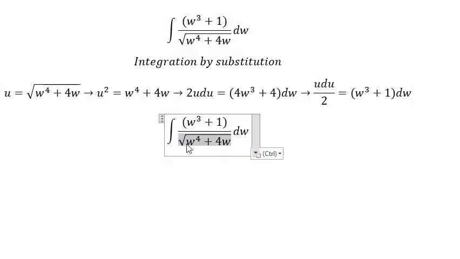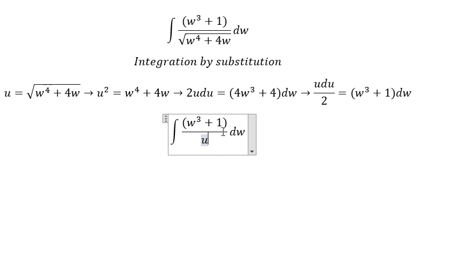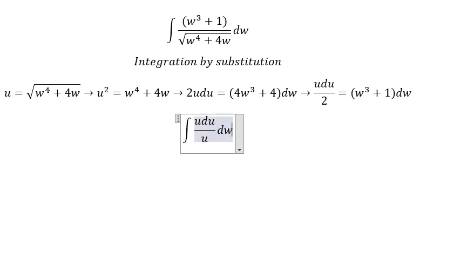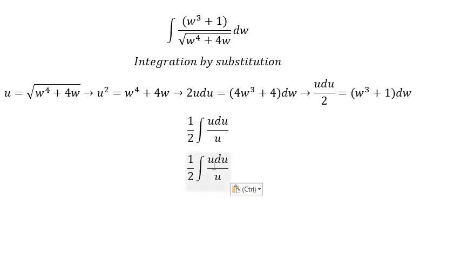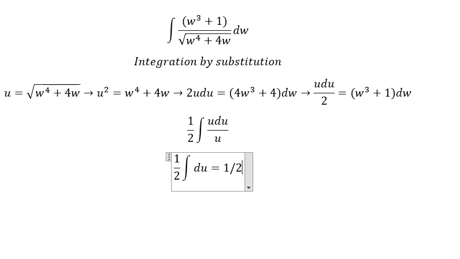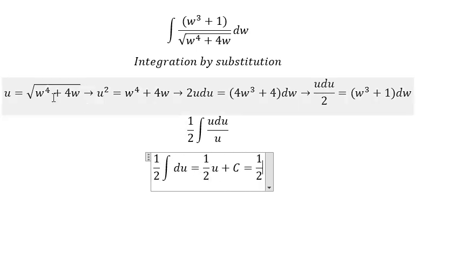This one we change by u. This one in here we change by u du over number 2. So this one we got du, and we have 1 over 2u, and we put c. Substituting back u, that's this one.